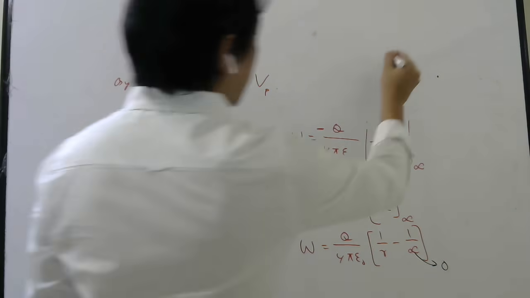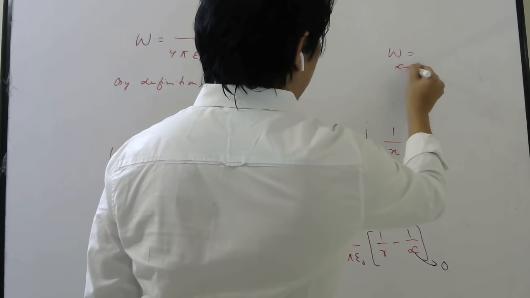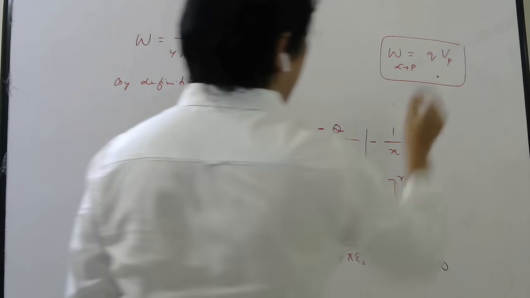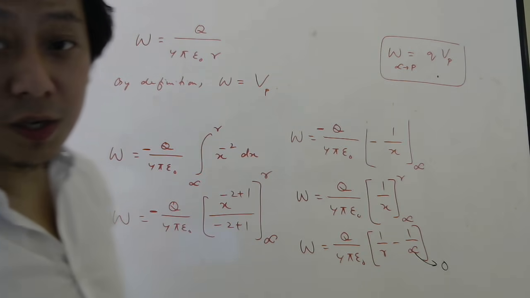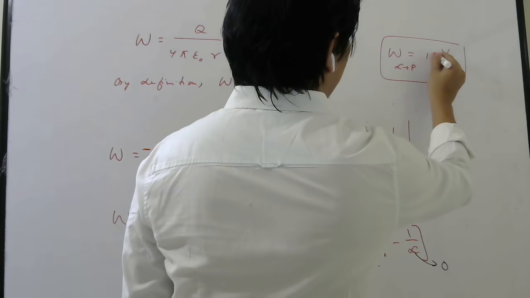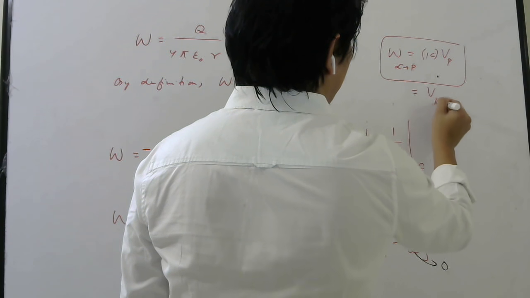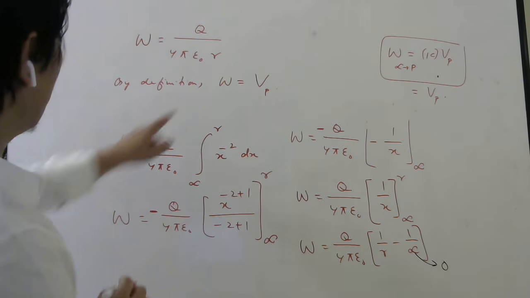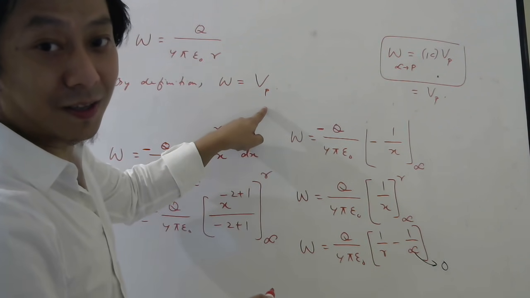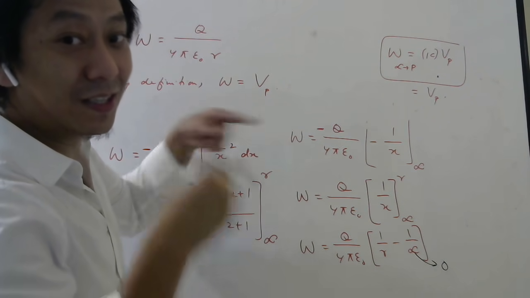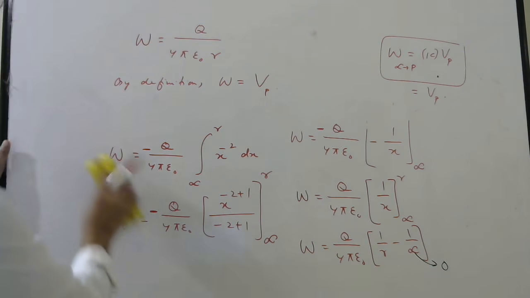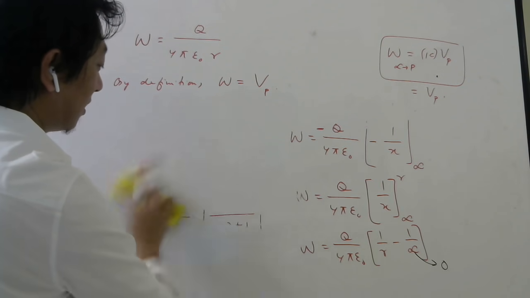Actually, if you remember, before I wrote work done from infinity to P as Q into Vp, right? If you remember this formula. But here we are trying to bring what kind of charge? 1 coulomb charge. So this will be your 1 coulomb. So then it will be Vp. Okay, so whatever work you have done from infinity to point P to bring 1 coulomb charge is nothing but potential at that point. So the left side we know is potential.